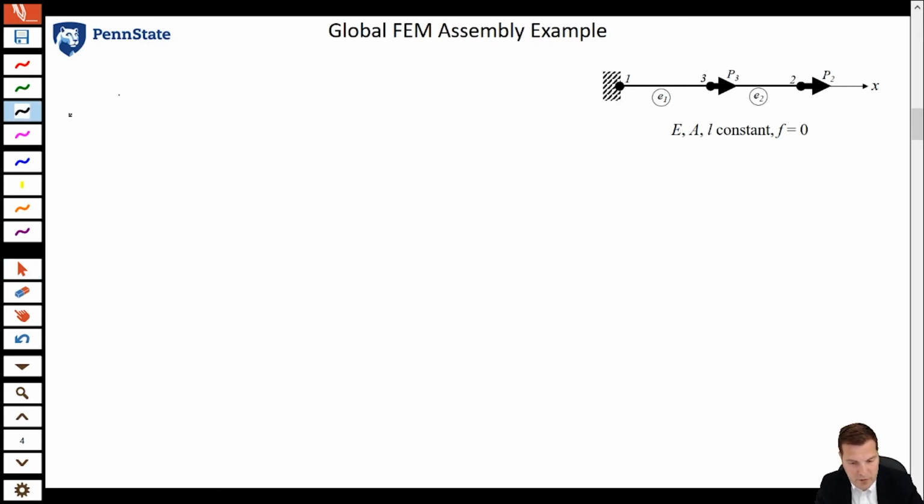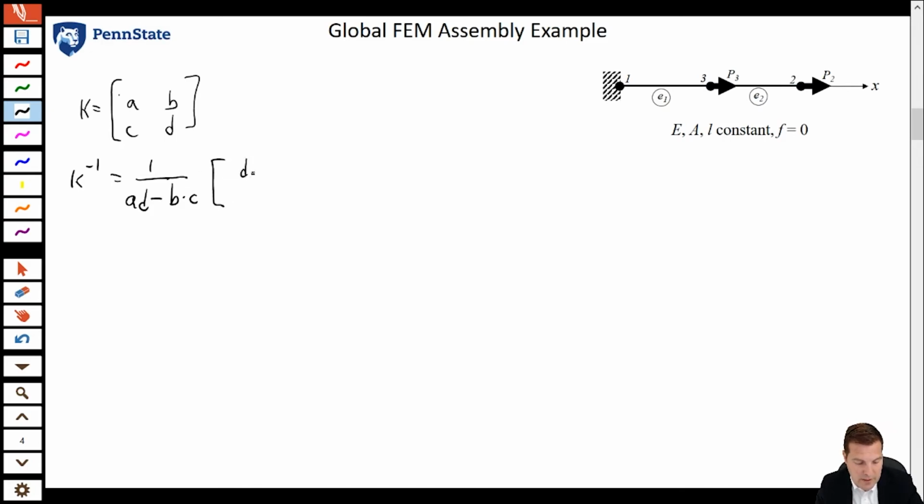We know that if you have, let's say, a matrix, I just call it K, equal to A, B, C, and D, we need to invert that, right? So K inverse is going to be equal to 1 over A times D minus B times C, and then we'll have D, minus B, minus C, A. Okay, that's a given equation that we have from linear algebra.